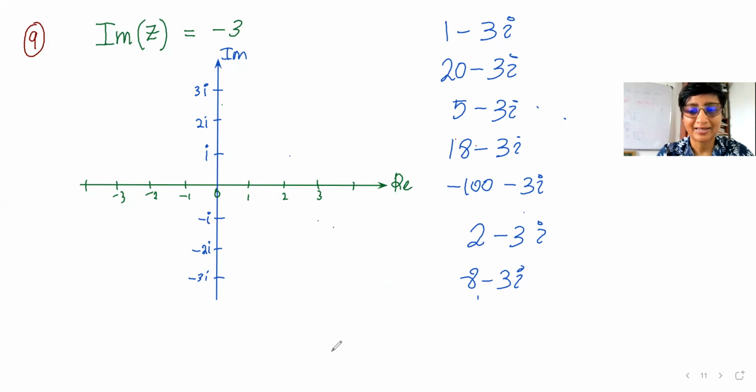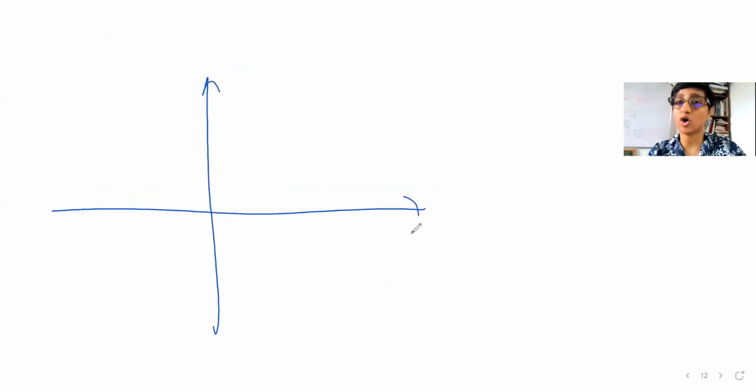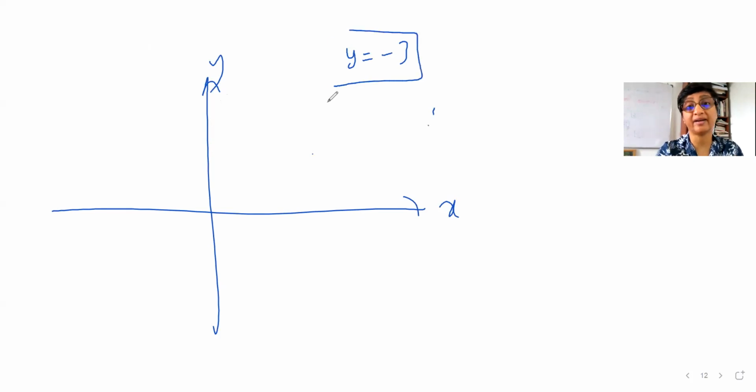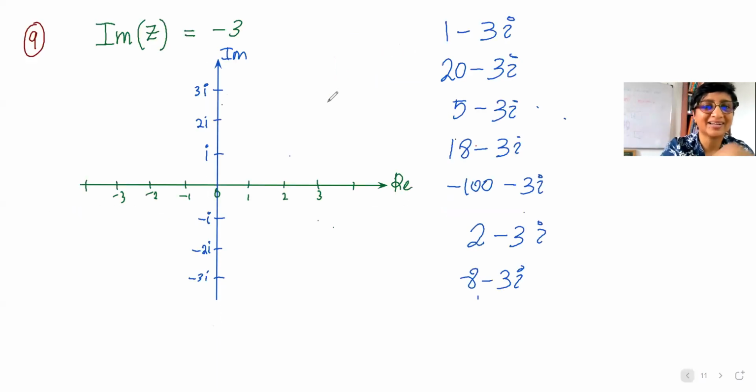If I take you to a similar situation on an XY coordinate system, it's like if I ask you, can you show me all the points with a Y coordinate -3 on this XY plane? Nathan, can you do that? Can you show me all the points that satisfy this condition? Their Y coordinate must be -3. It's the same thing I'm asking. Here this is the imaginary axis. Imaginary part has to be -3, right here, -3.